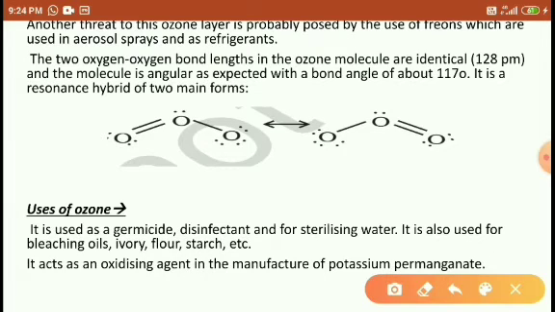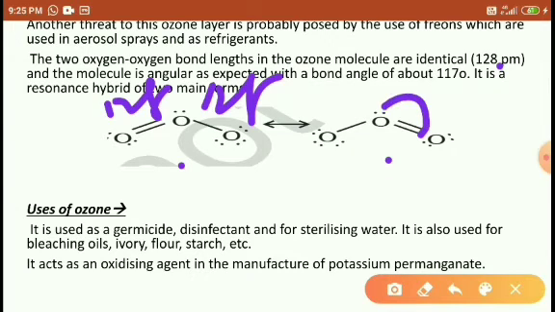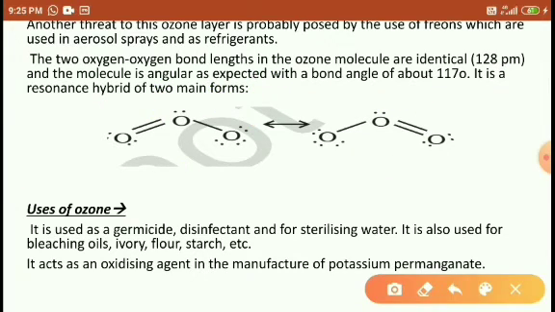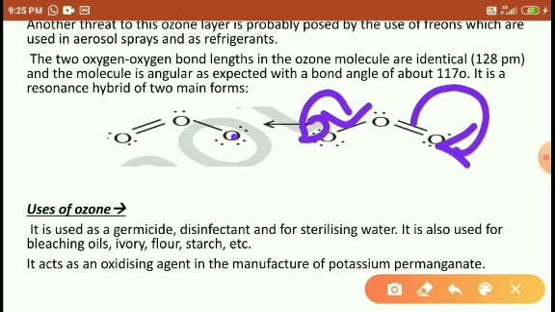Right. The two oxygen-oxygen bond lengths of the ozone molecule are identical, 128 picometer, because resonance is attained between the two. Compare here, it is 128, and this one also 128, because resonance is attained here. So this pair of electrons is shifted here, or this pair of electrons tries to shift here, then it is shifted here.